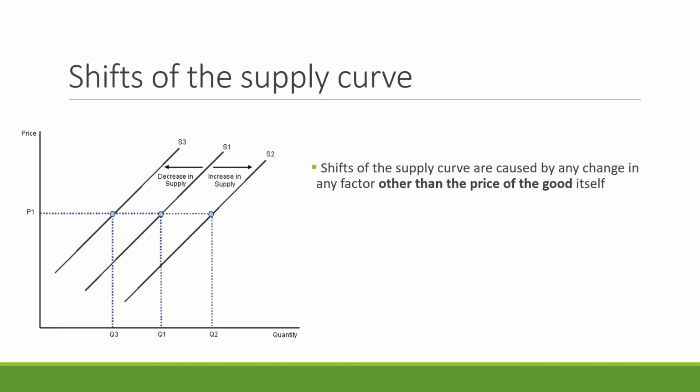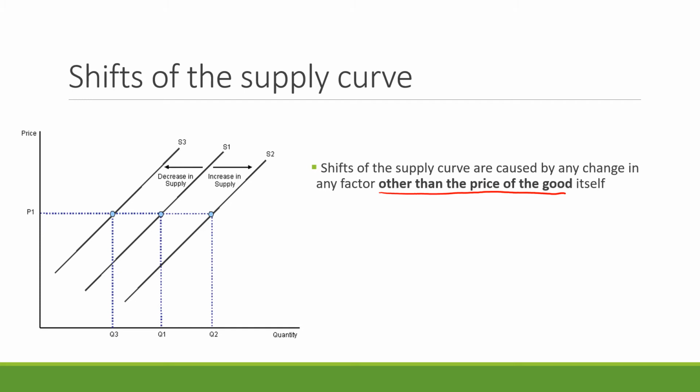Now, if we're starting to look at shifts of the supply curve, this is caused by anything other than the price of the good or service itself. So when you are looking at all the different factors that can influence supply, things like the price of substitutes or complements, because that's not the price of the good you're talking about in your diagram, it's the price of the complementary good or the substitute good, that's something other than price. So it's a non-price determinant.